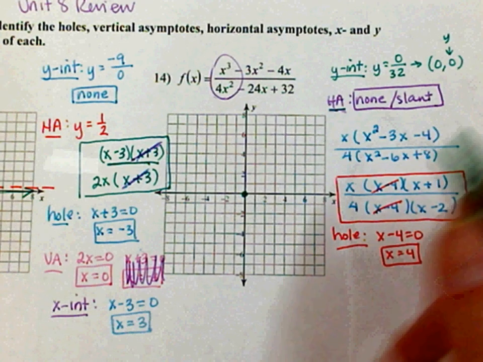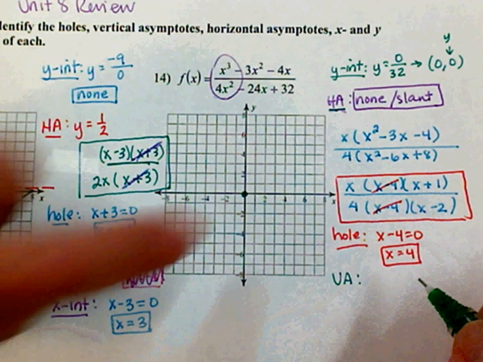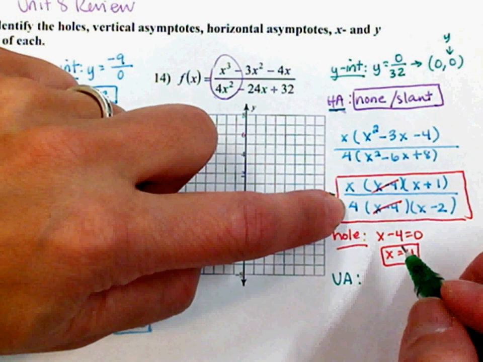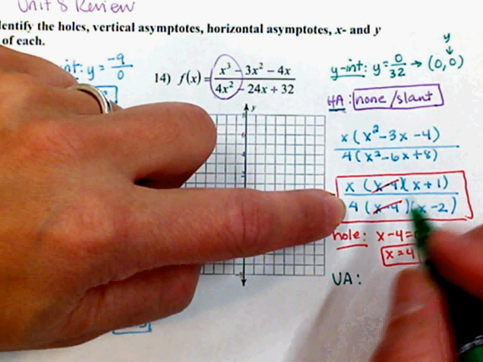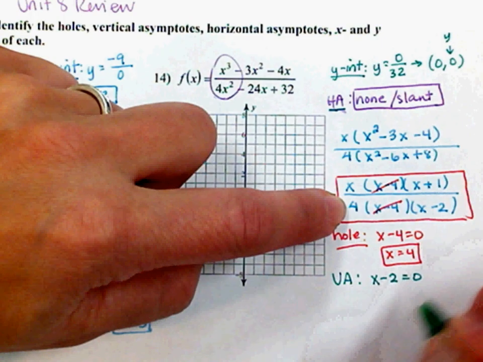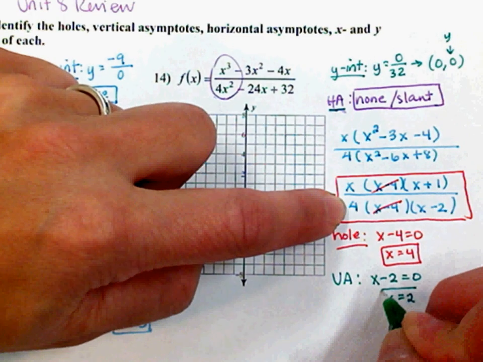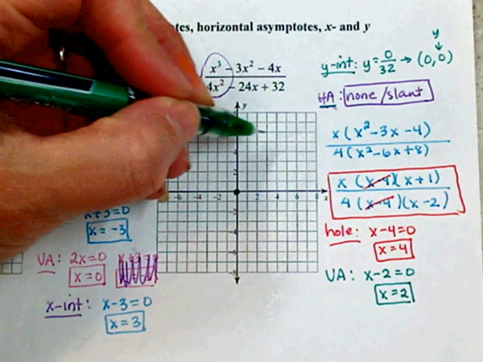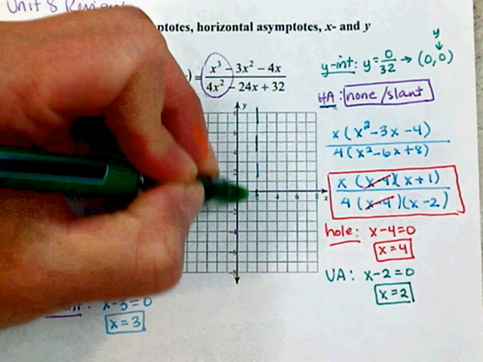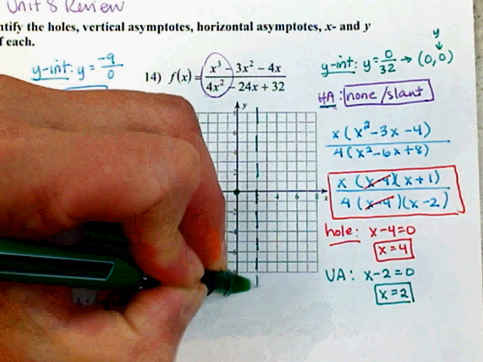Let's go ahead and do vertical. Look in your denominator. Ignore the 4. Ignore x minus 4 because you already canceled it out. So all you have left is x minus 2. X cannot be 2. Okay? So we're going to go to 2, and we're going to draw our vertical asymptote. Just like that. See it?